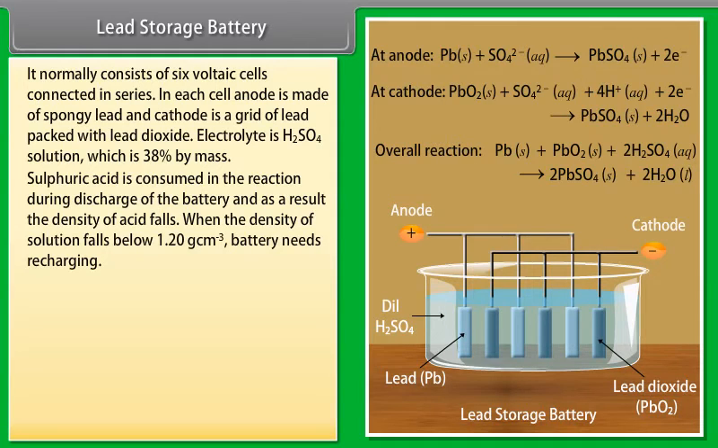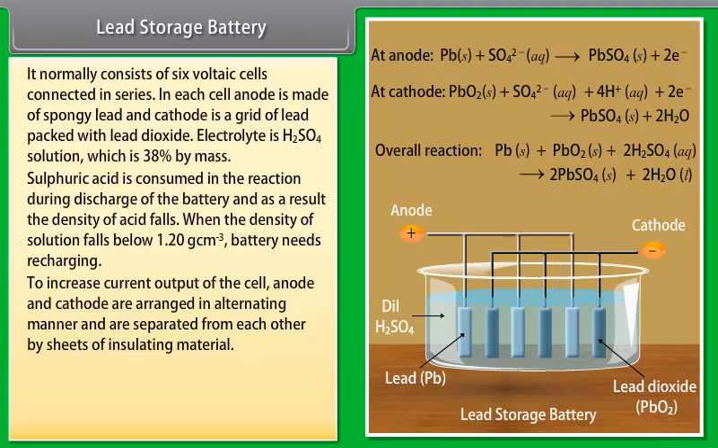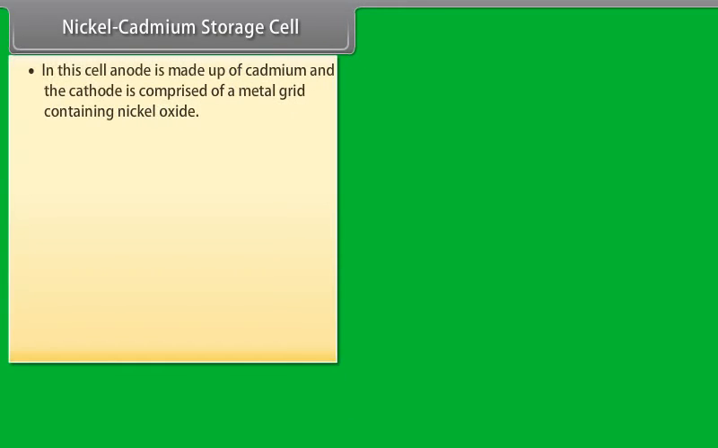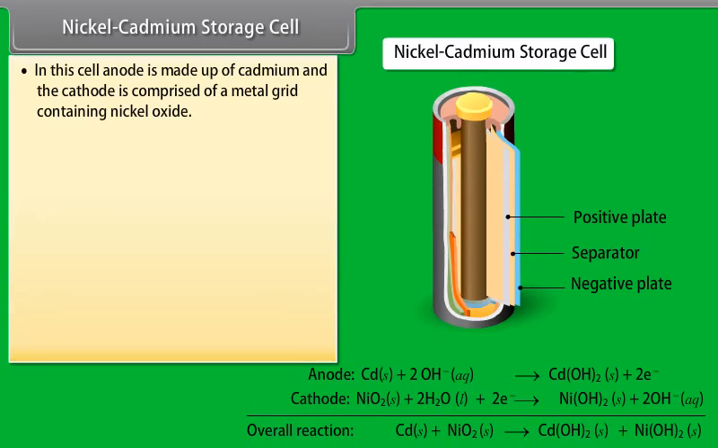Lead storage battery. It normally consists of 6 voltaic cells connected in series. In each cell, the anode is made of spongy lead and the cathode is a grid of lead packed with lead dioxide. The electrolyte is H2SO4 solution, which is 38% by mass. Sulfuric acid is consumed in the reaction during discharge of the battery, and as a result, the density of the acid falls. When the density of the solution falls below 1.20 g cm^-3, the battery needs recharging.